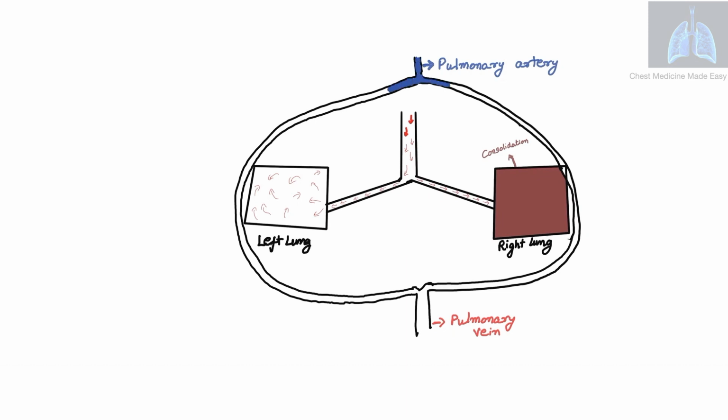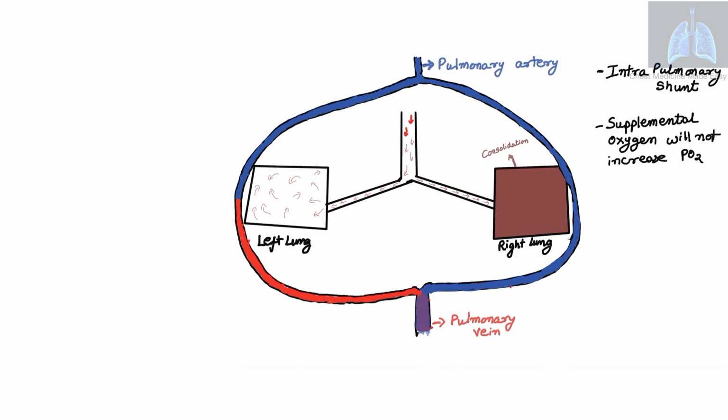Now what would happen is the blood would go through the pulmonary arteries to the right side, but you can notice because there is less air coming through to the right side, the blood flowing through the right lung remains deoxygenated, whereas the blood flowing through the left lung gets oxygenated. And in the pulmonary vein you have mixed blood which is not fully oxygenated. So this is an example of an intrapulmonary shunt.